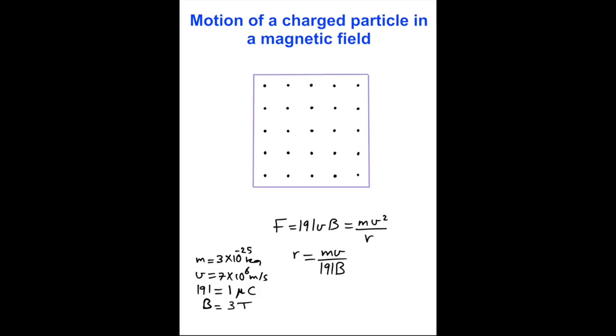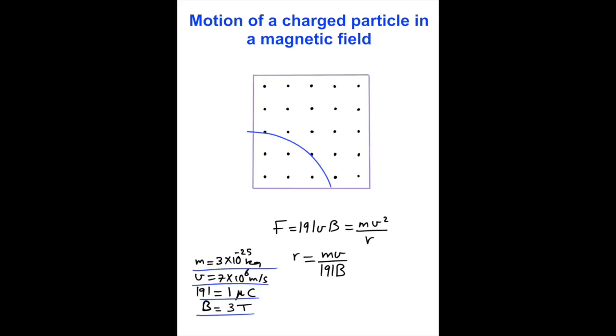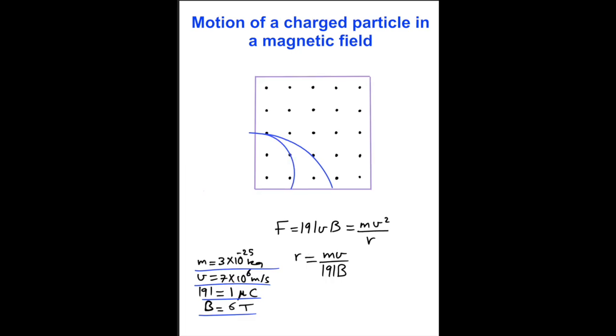So now suppose we have these values, then this will be the trajectory of the particle. Now suppose we keep all values the same, but we change the magnetic field to 6 Tesla, then the radius is less, and so a stronger magnetic field will give a tighter circle.